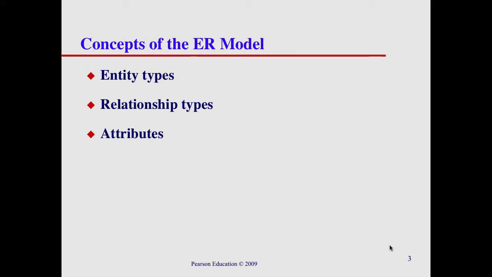So there are 3 basic concepts in the ER model. Entity types, which essentially are going to be your relations. And then there are what are called relationship types. Relationship types express some kind of relation between 2 things. For example, a branch employs staff. And usually the way that a relationship type is manifested is as a foreign key in a relation.